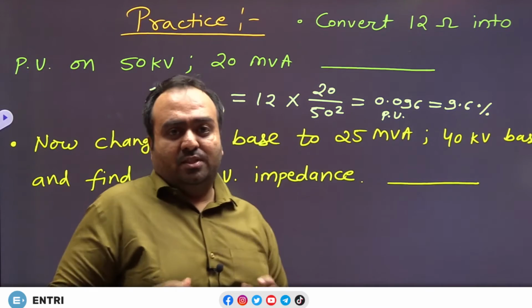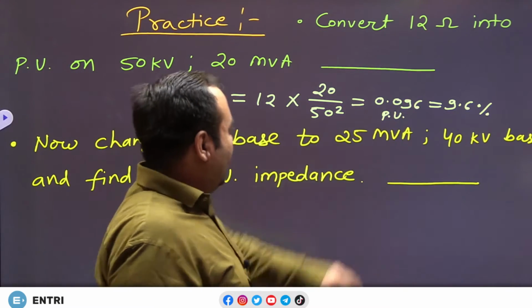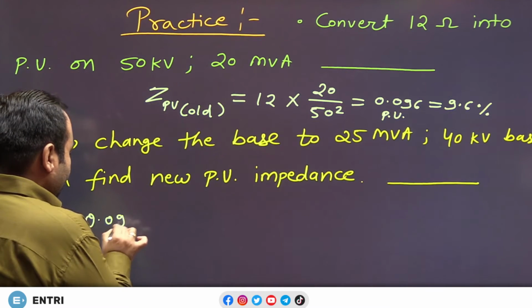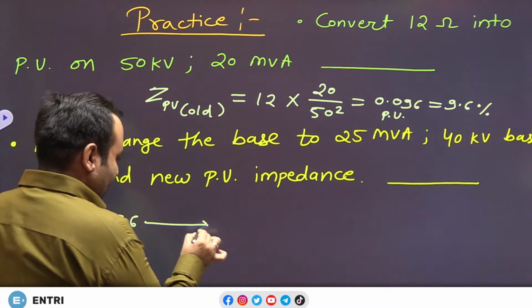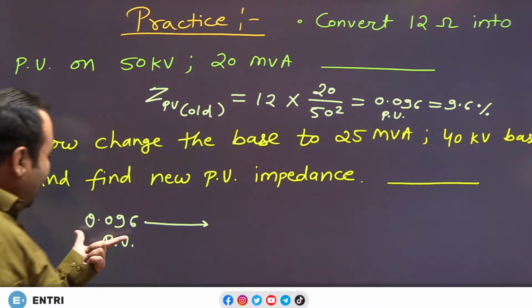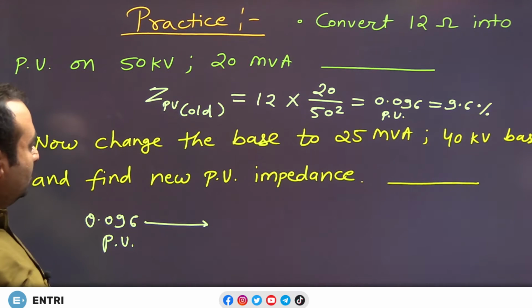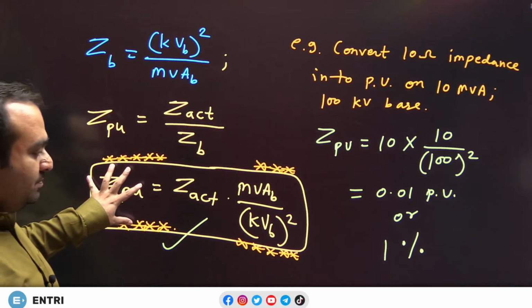Now here comes the twist. Let us first convert this 0.096 per unit to its actual value. Sir, why are you doing this? I'll tell you why we are doing this. So I want to take the per unit value to actual value. Please see the relation. How will you take the per unit value to actual value?